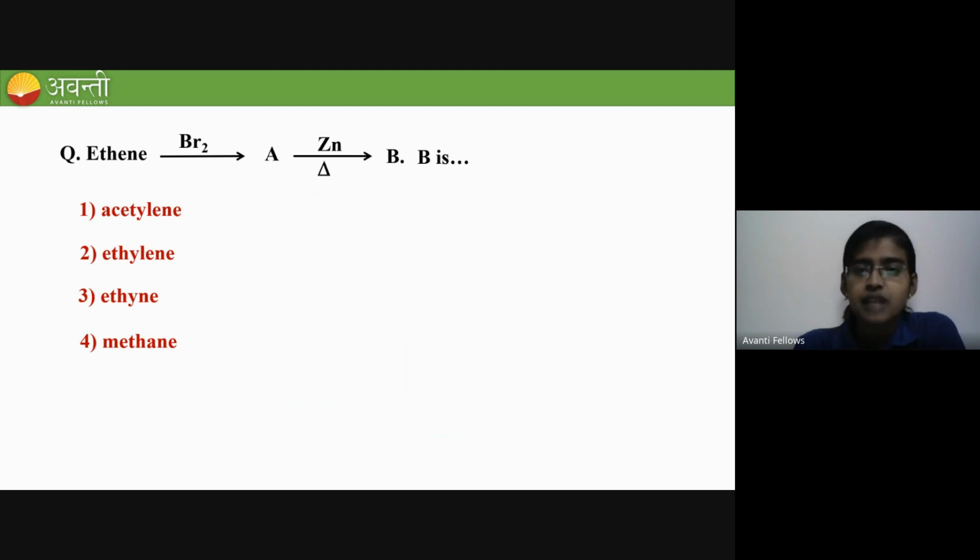Can anyone try for this? Can anyone try for this question? And let me know the answer in the chat box. I'll give you some 15 to 20 seconds to solve this question. It is very easy. If you are getting the answer within that time limit, you can put it in the chat box. Otherwise, we can discuss in the class. But I want all of you to try for the answer.